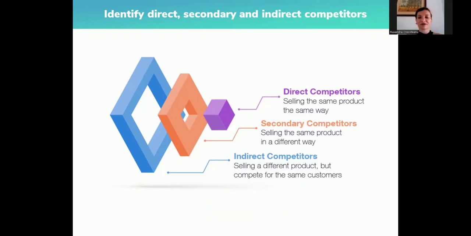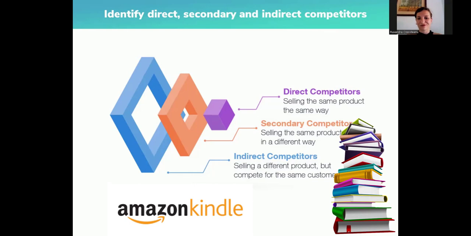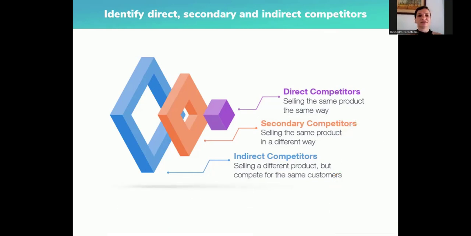And then indirect competitors are selling different products, but compete for the same customer. And here a very good example is Kindle and paperback books. They are indirect competitors. So how do you find the competitors? There are specific tools to be used, for example, Crunchbase or Quora or even Google. You can Google using specific keywords. The important part here is to really be able to identify them.